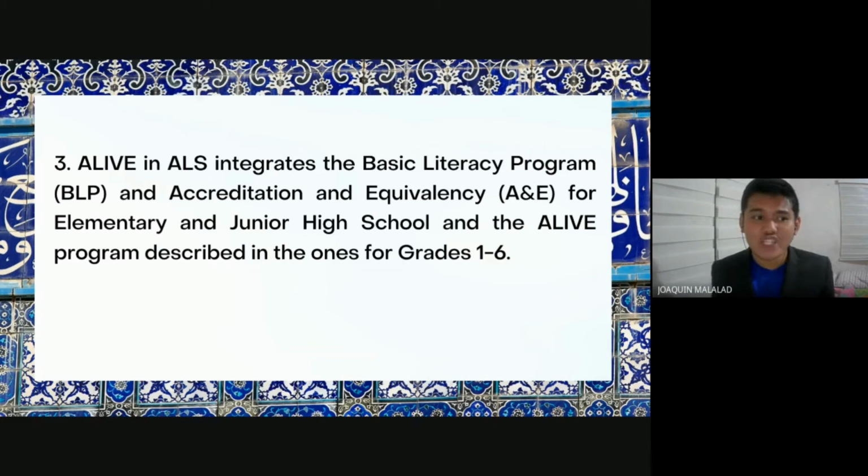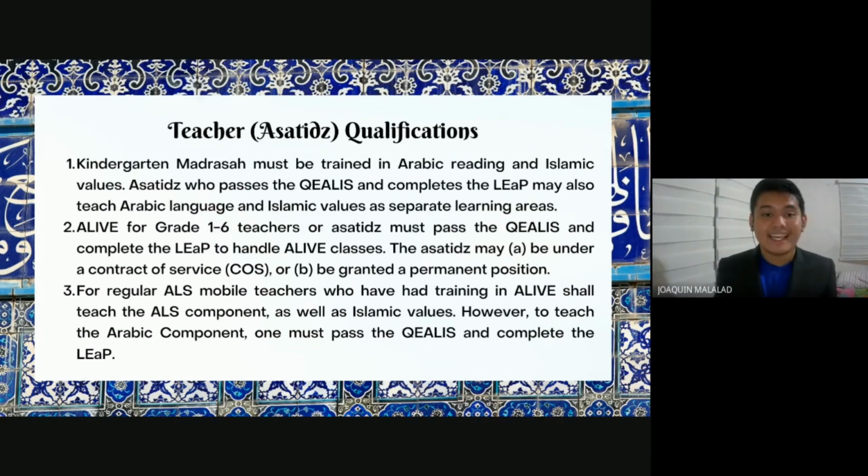How about the teachers? What are their qualifications? Proceeding to my next slide. In hiring the teachers or the asatids, there are various requirements that are to be met, and all they have in common, let me remind you all, is that they must pass the qualifying examination in Arabic language and Islamic studies, or in short, KIALIS, and undergo LEAP training for teachers. Kindergarten madrasa teachers or asatids are required to know Arabic reading and must be able to integrate Islamic values into the activities of the learners, and pass the KIALIS and complete the LEAP.